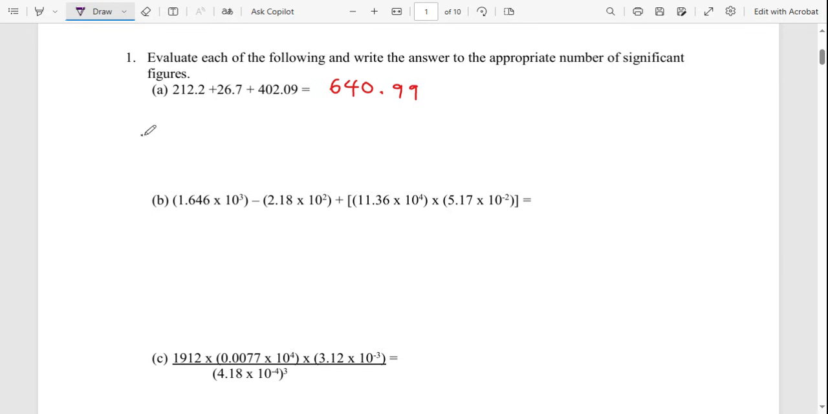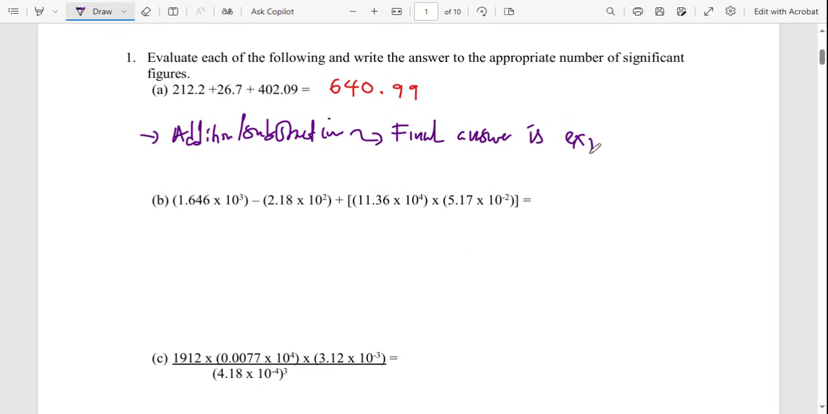So after addition or subtraction, what should you know? The final answer must be expressed to the lowest number of decimal places. That's a rule.